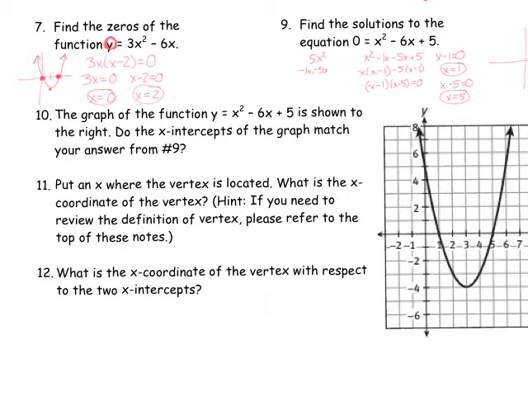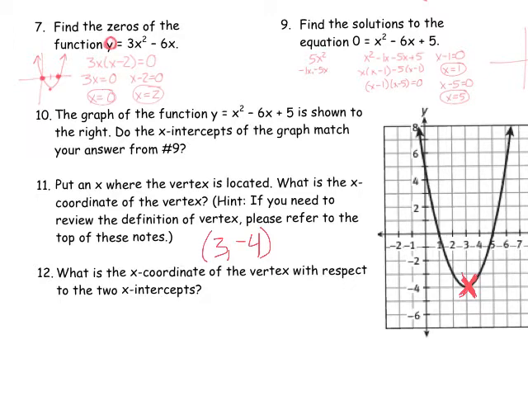Okay, so 11, put an X where the vertex is located. And can somebody remind me what's the vertex again? The maximum, right? The lowest or highest point. In this case, since our parabola is opening up, it would be the lowest point, right? And it's this lowest point right down here. So there's my X on my vertex. What are the coordinates of that vertex? 3, -4. Yeah, over 3, down 4. So 3, -4. So that X coordinate of the vertex is 3.